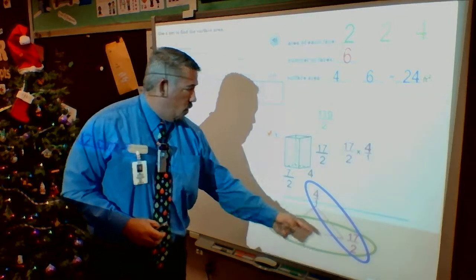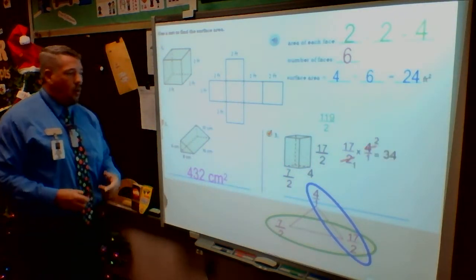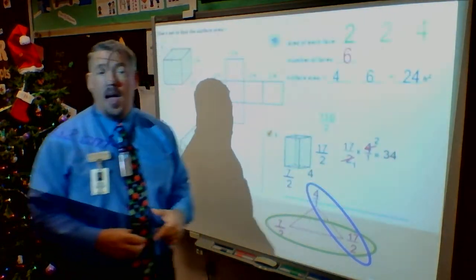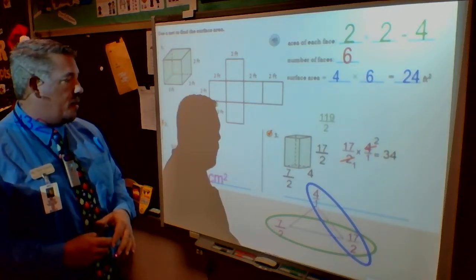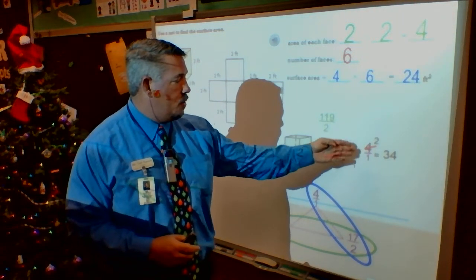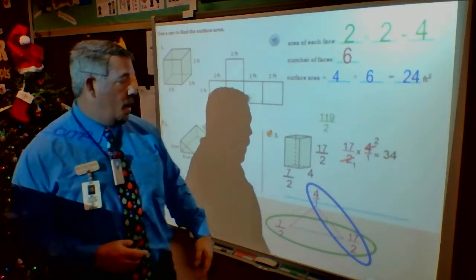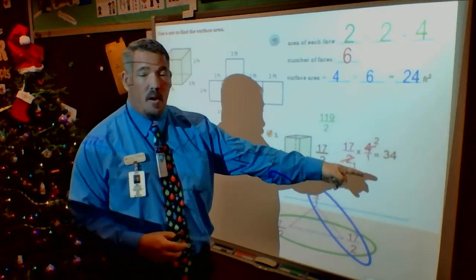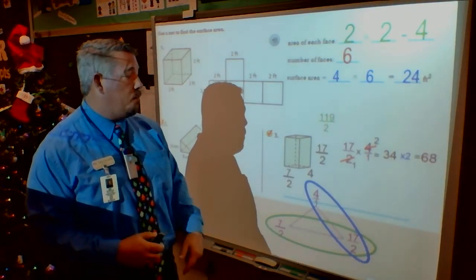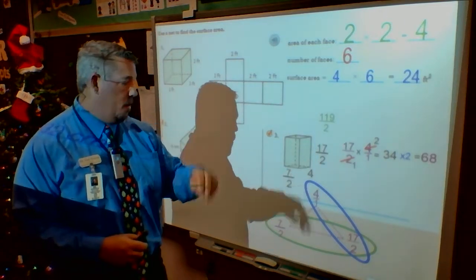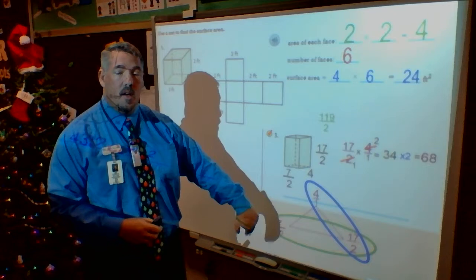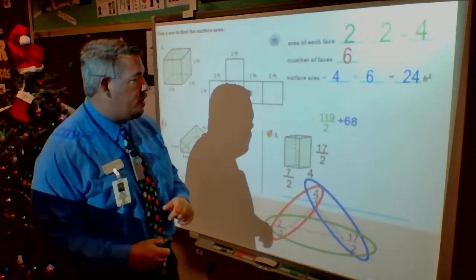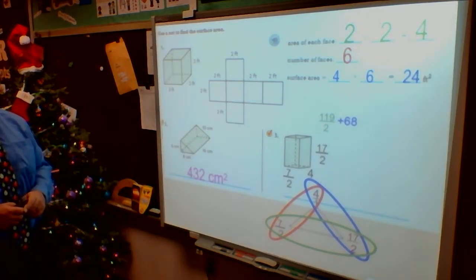I'm going to look at the 4 over 1 times 17 halves then. I'm going to multiply those, and when I set it up, I have 17 halves times 4 over 1. I have to put whole numbers over 1 when I'm multiplying by a fraction. I can cross-reduce, and 2 goes into 2 once, and 2 goes into 4 2 times. And then I just multiply across. All I'm left with is 17 times 2, and 17 times 2 is 34. 34 has to be doubled then, because there are 2 of them. So once again, I always multiply the 2 together, and then I double them because it's a rectangular pyramid. 68 then is going to be added to my 119 halves.